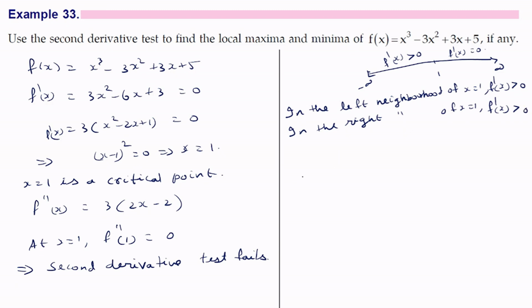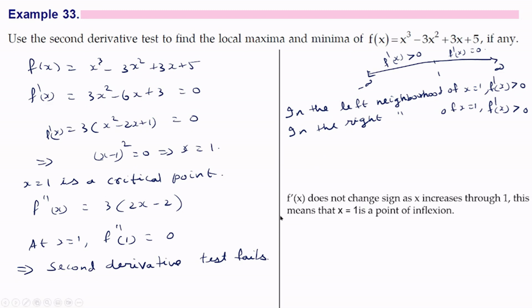So if f dash of x does not change sign, then we call the point x equal to 1 a point of inflection. f dash of x does not change sign as x increases through 1. This means that x equal to 1 is a point of inflection. So here the graph will be something like this. It will keep on increasing.